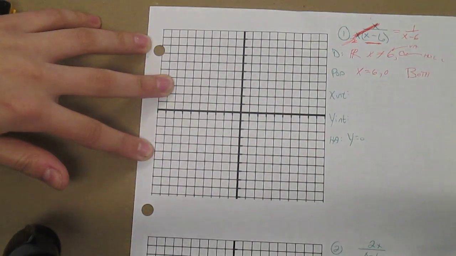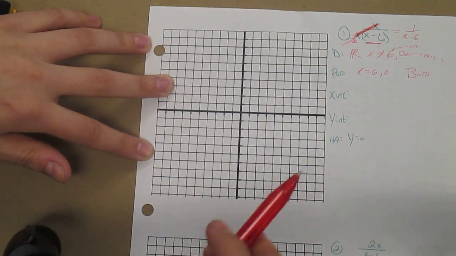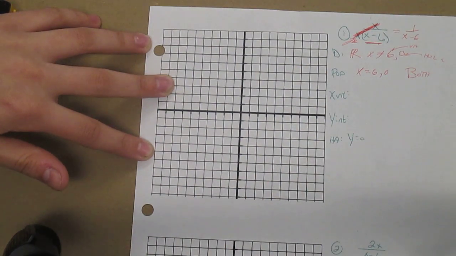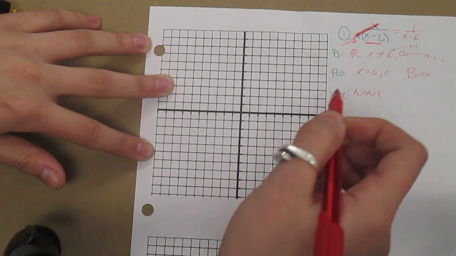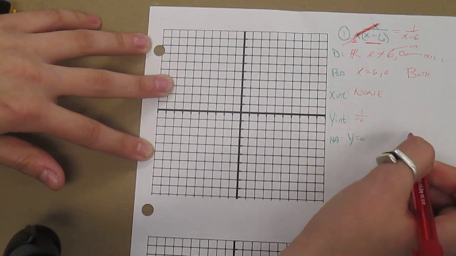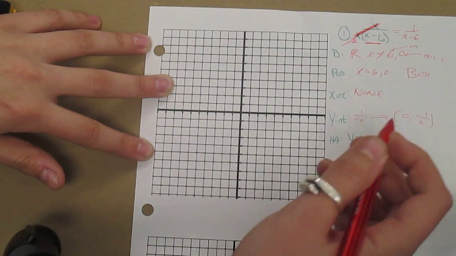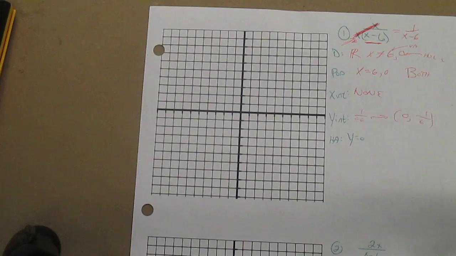So the first thing I'm going to do is actually, not yet. I'm going to do the x-intercept first. For the x-intercept, you set the numerator equal to 0. 1 equals 0. That is not true, so the x-intercept is going to be none. For the y-intercept, I plug in 0 for x, so 1 over 0 minus 6, so that's just going to be 0, negative 1/6. And I already gave you the horizontal asymptote at y equals 0.